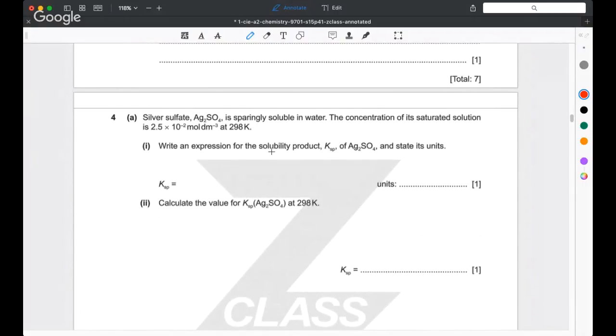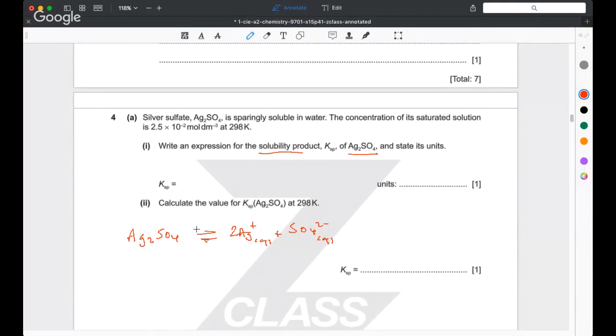this question starts by asking about the solubility product of silver sulfate. Now, what's going on here is that here's silver sulfate, and if we dissolve it in water, or try to dissolve it in water, it's not very soluble, then we get 2 silver ions, don't we? And we get 1 sulfate ion. And you can see that an equilibrium has been set up here, can't you?